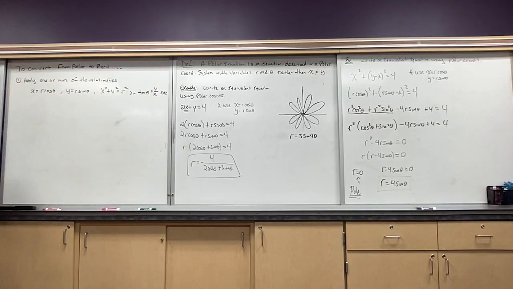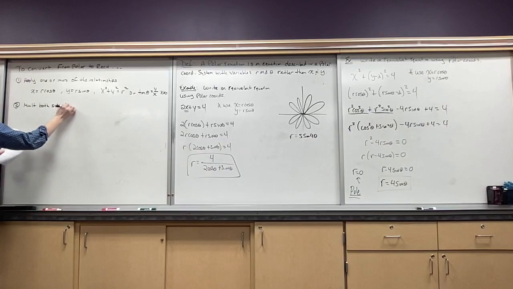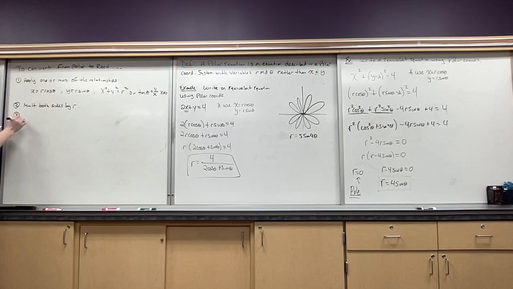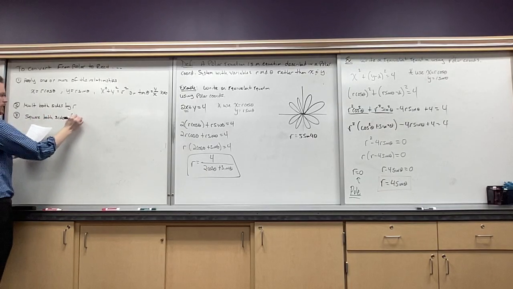Okay, or Pythagorean theorem: x squared plus y squared equals r squared, tangent of theta equals y over x. So that's one thing you could do to convert. Use one of those. The second thing you could do is multiply both sides by r, and we'll see an example why that can help. The last thing you could do is square both sides of the equation.